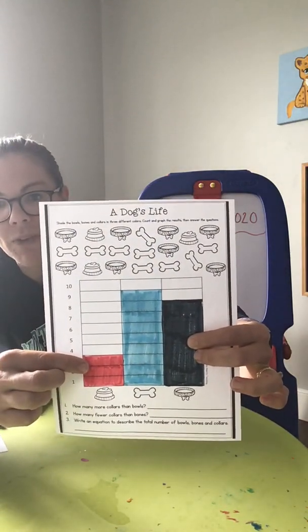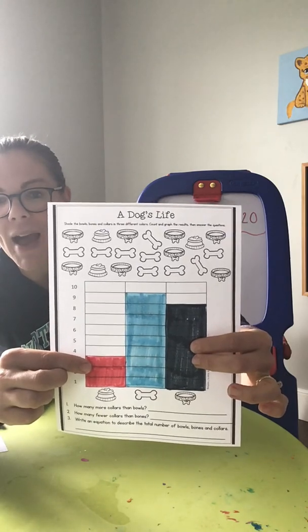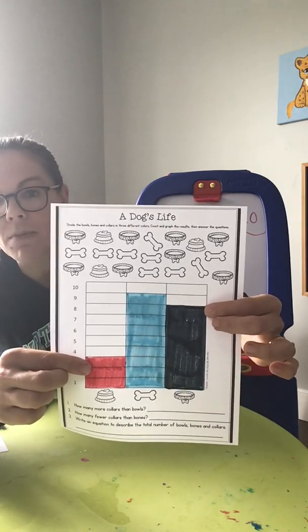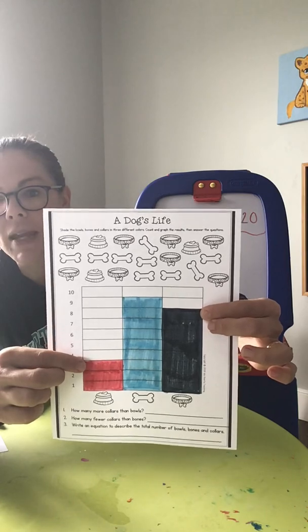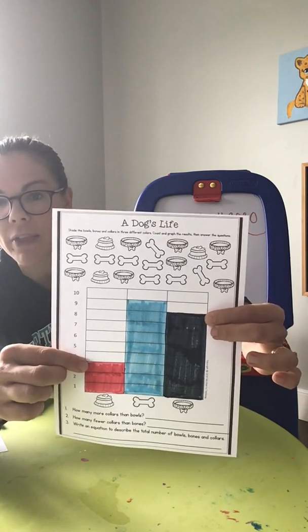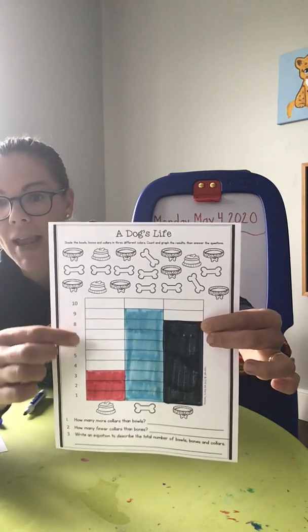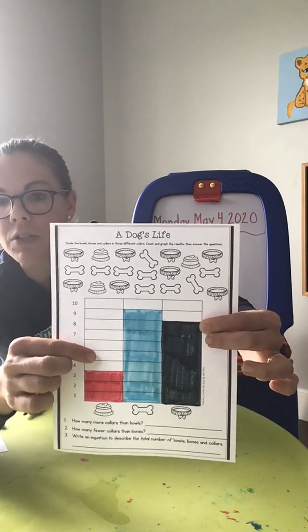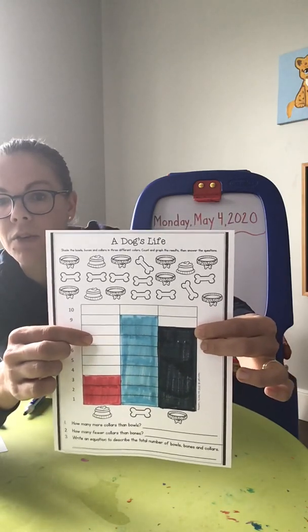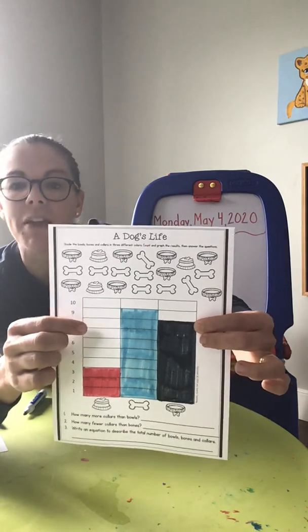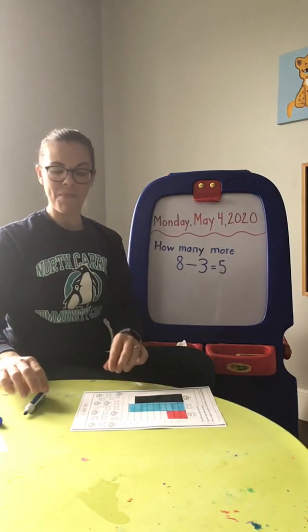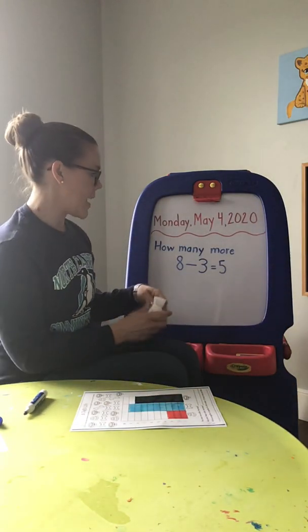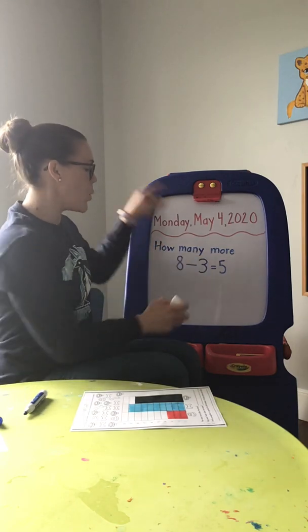You can also find that answer by looking at your graph. I'm at the number 8 with my collars. I'm at the number 3. How many blank boxes are there till I get to the matching number 8? 1, 2, 3, 4, 5. There are 5 boxes, okay? So that is how we answer for how many more.